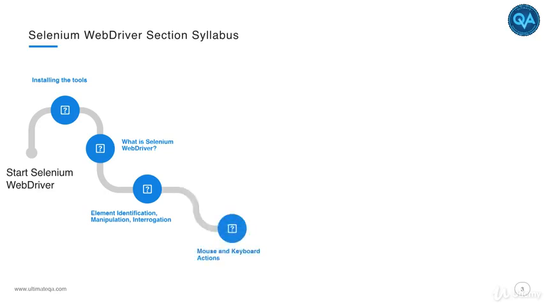Next, I'll teach you mouse and keyboard interactions. In these sections, you'll learn how to perform things like drag and drop, mouse hovers, how to send keyboard keys to the web applications. Next, I'll teach you implicit and explicit waits. Implicit and explicit waits are critical to understanding synchronization techniques of Selenium WebDriver.